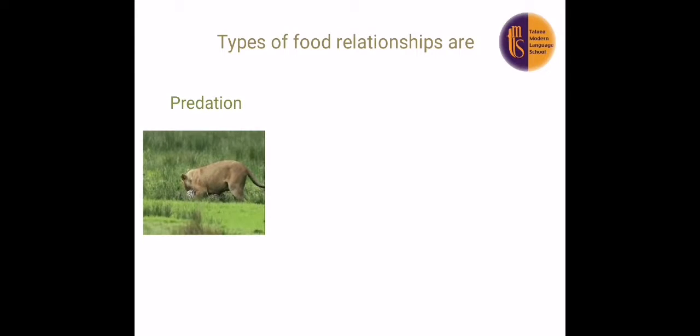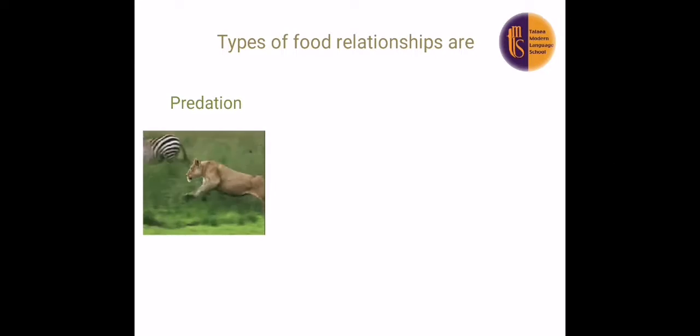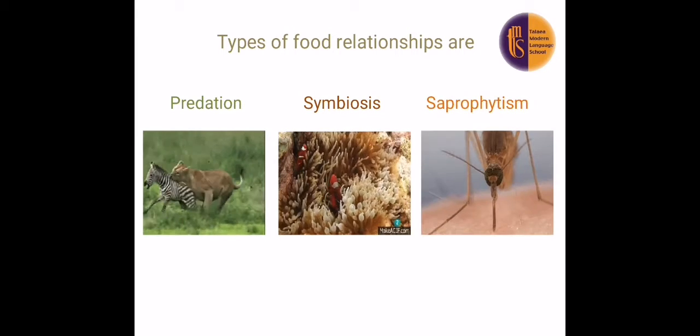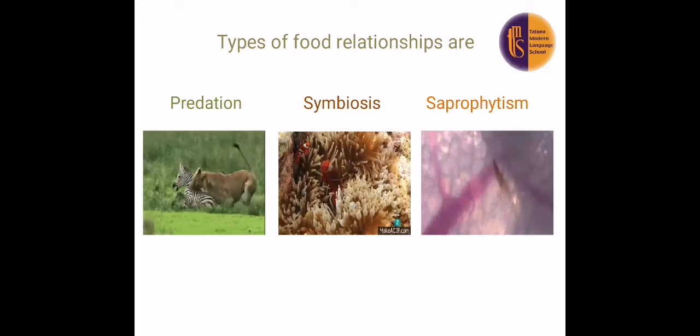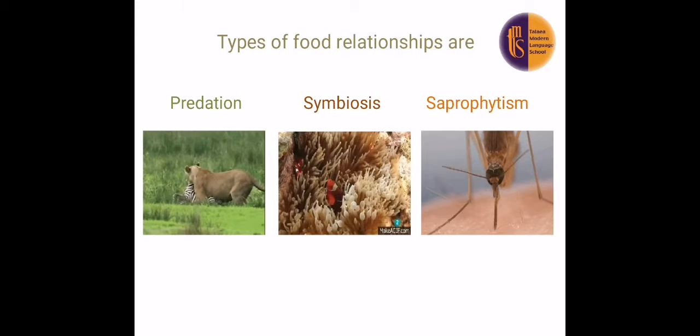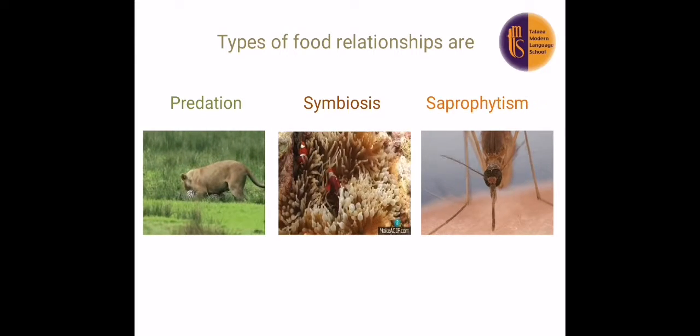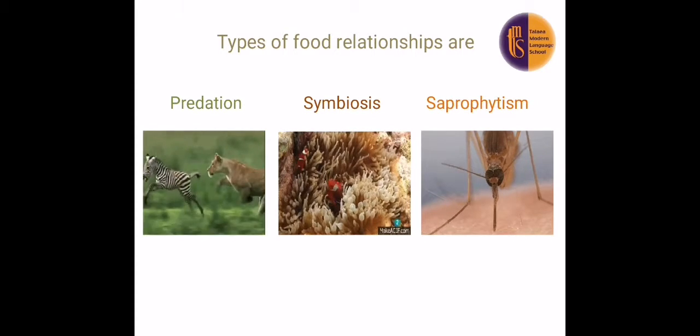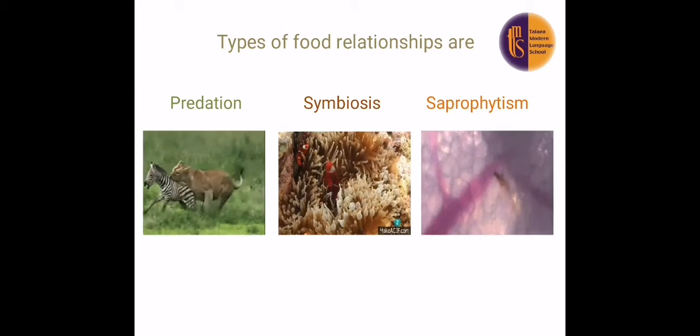Now we will talk about the types of food relationships. We have three types. Number one, we have predation. Relation number two is symbiosis. Relation number three is parasitism. So again, we have three relationships between living organisms: predation, symbiosis, and parasitism.